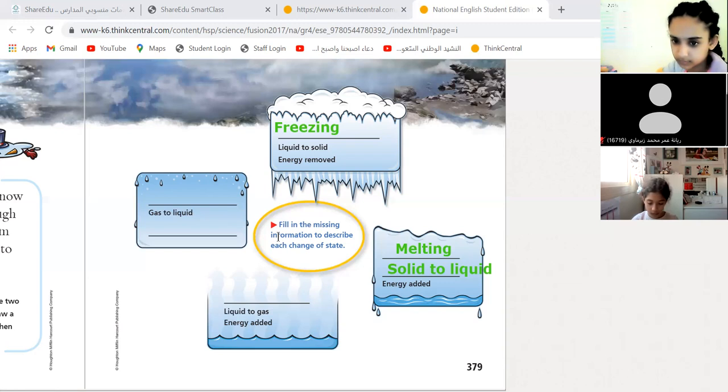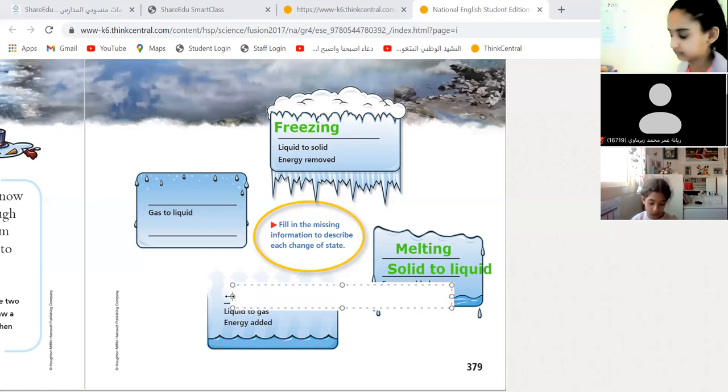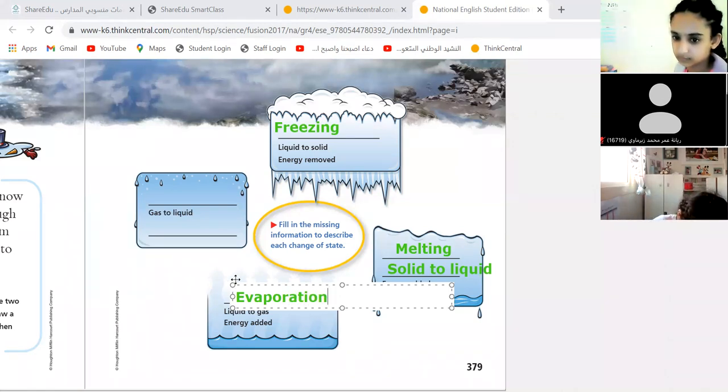Is it going up? Condensation or evaporation? Evaporation. Excellent, because it is water vapor. Liquid changes to water vapor, so it is evaporation. Excellent. Now I have Bushra.